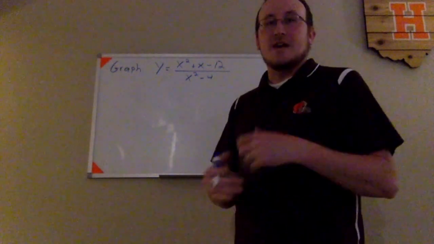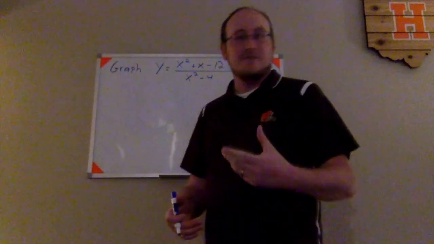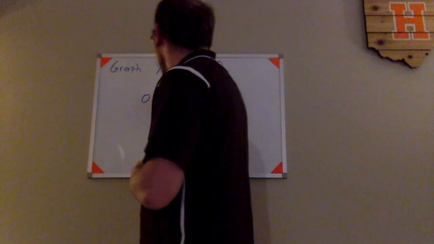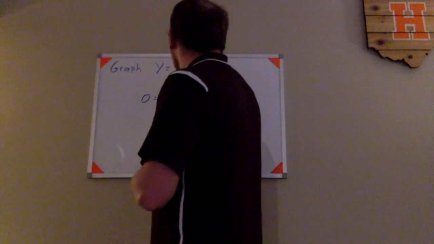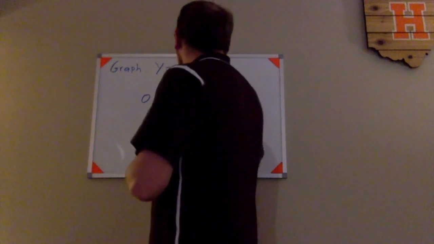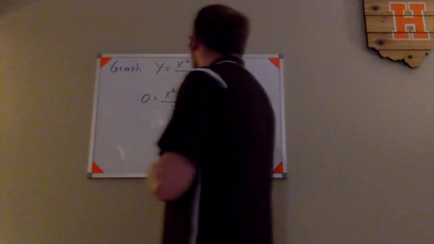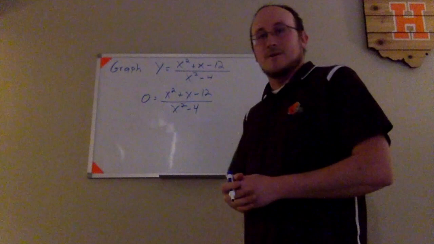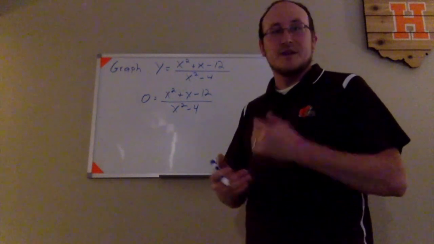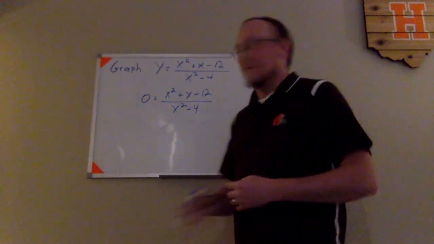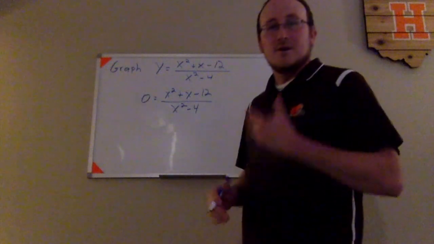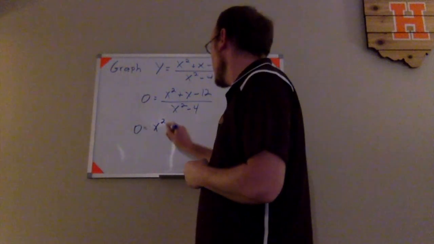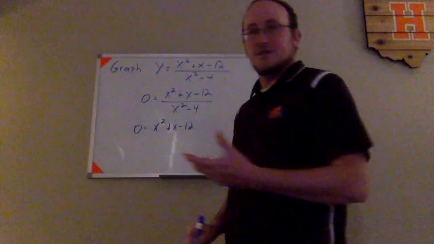Next, we want to locate the x-intercepts of the graph. Remember, to find the x-intercepts, you plug 0 in for y. So we have 0 equals x squared plus x minus 12 divided by x squared minus 4. So now I have to ask myself, well, when is a fraction equal to 0? A fraction is equal to 0 when its numerator is equal to 0. So if I want to know when this fraction equals 0, I'm really just trying to figure out when its numerator, x squared plus x minus 12, is equal to 0.